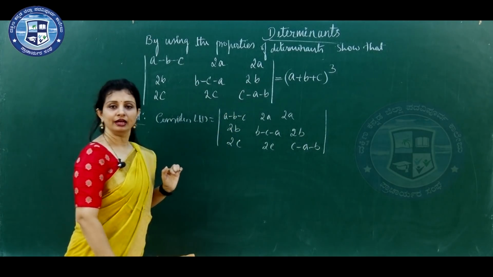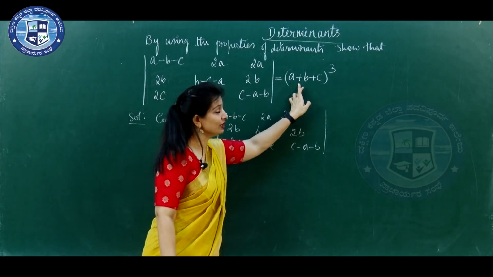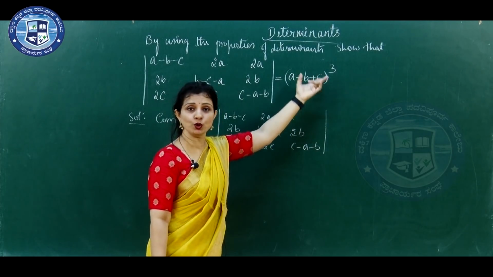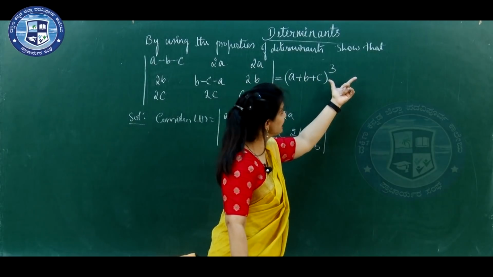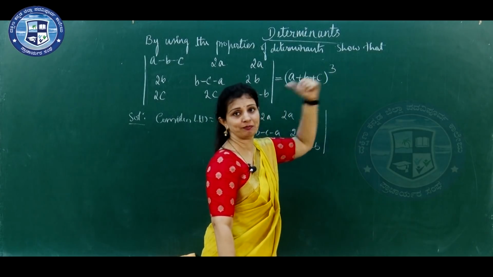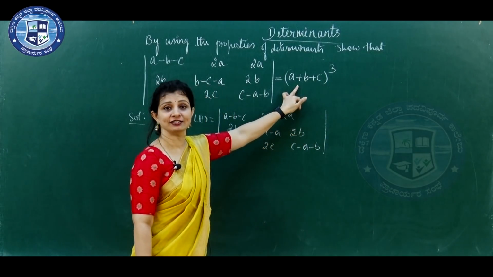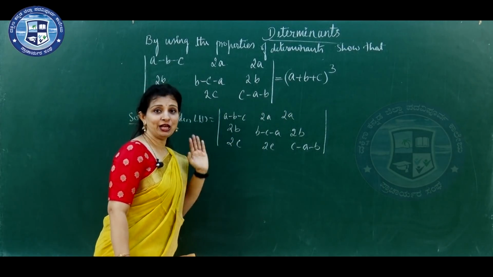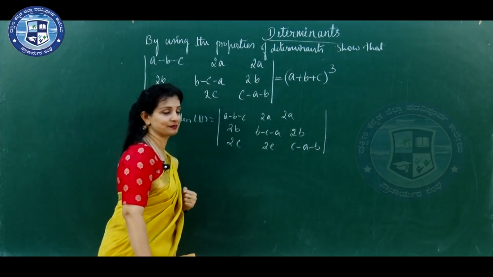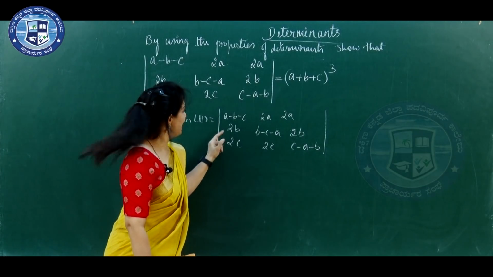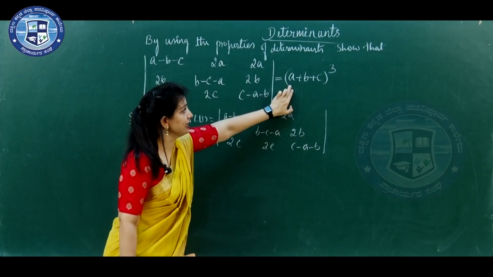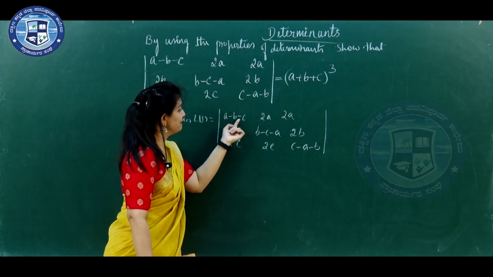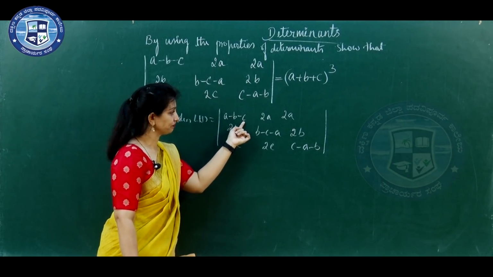Okay. Now, as I told you, what is our RHS, factor of RHS? It is A plus B plus C the whole cube, meaning A plus B plus C into A plus B plus C into A plus B plus C. So, we have the factor A plus B plus C which we need to get by applying any operation. Look at this. Which operation can be applied? See, we want to get the factor of RHS which is A plus B plus C. A minus B minus C is the first element.